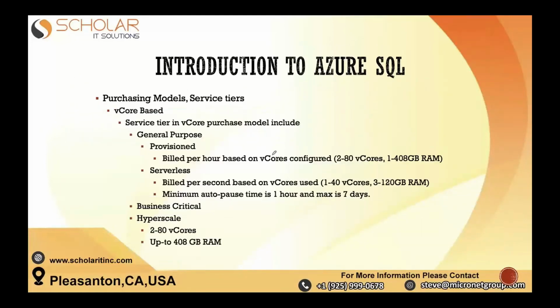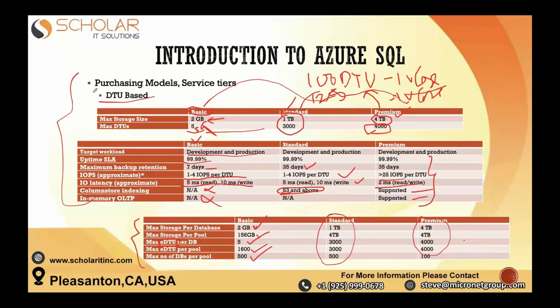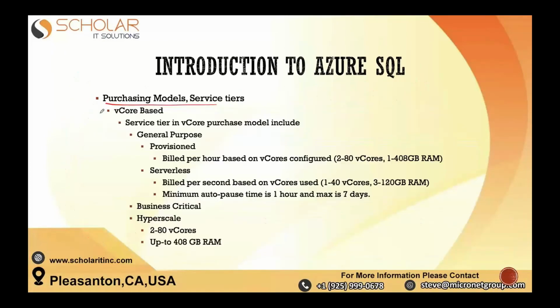This we already discussed. Now, purchasing model we already discussed in detail. DTU based was discussed here. Now, in vCore, what do we get? We get general purpose, we get provisioned, we get business critical, and we get hyperscale.